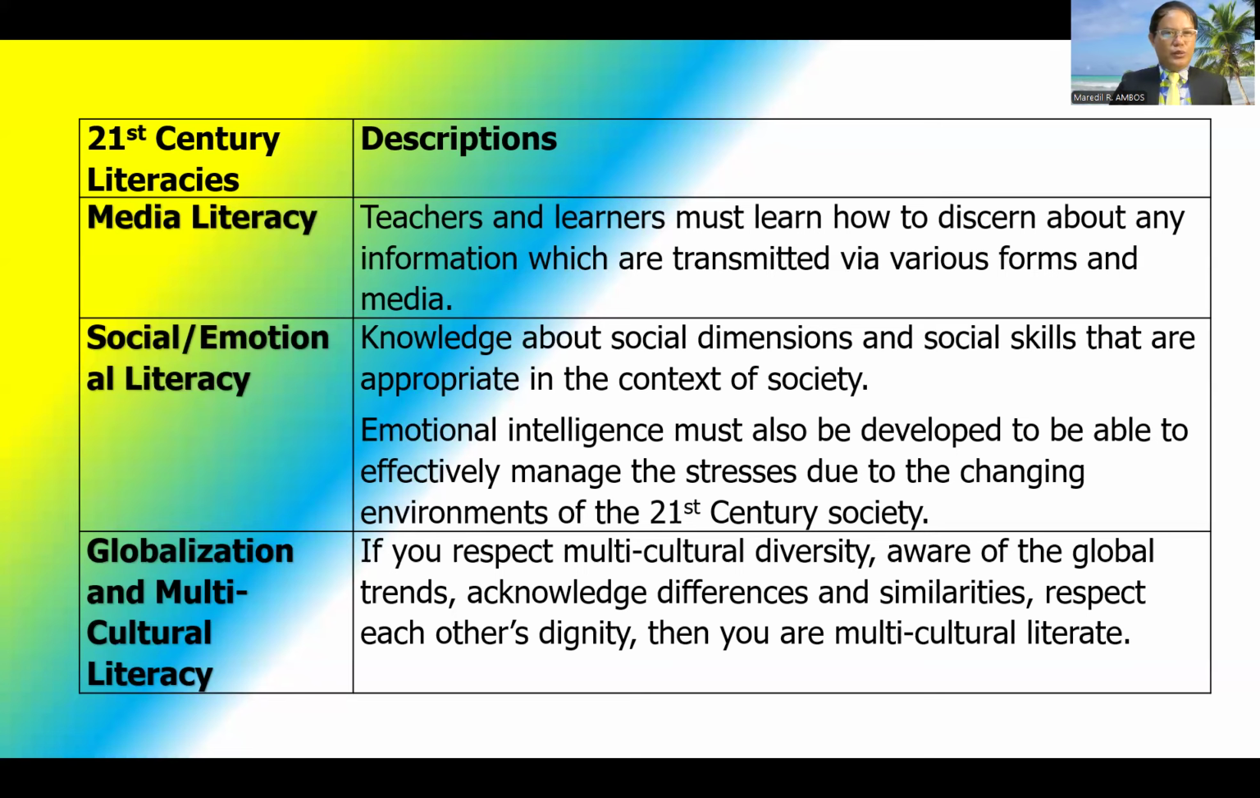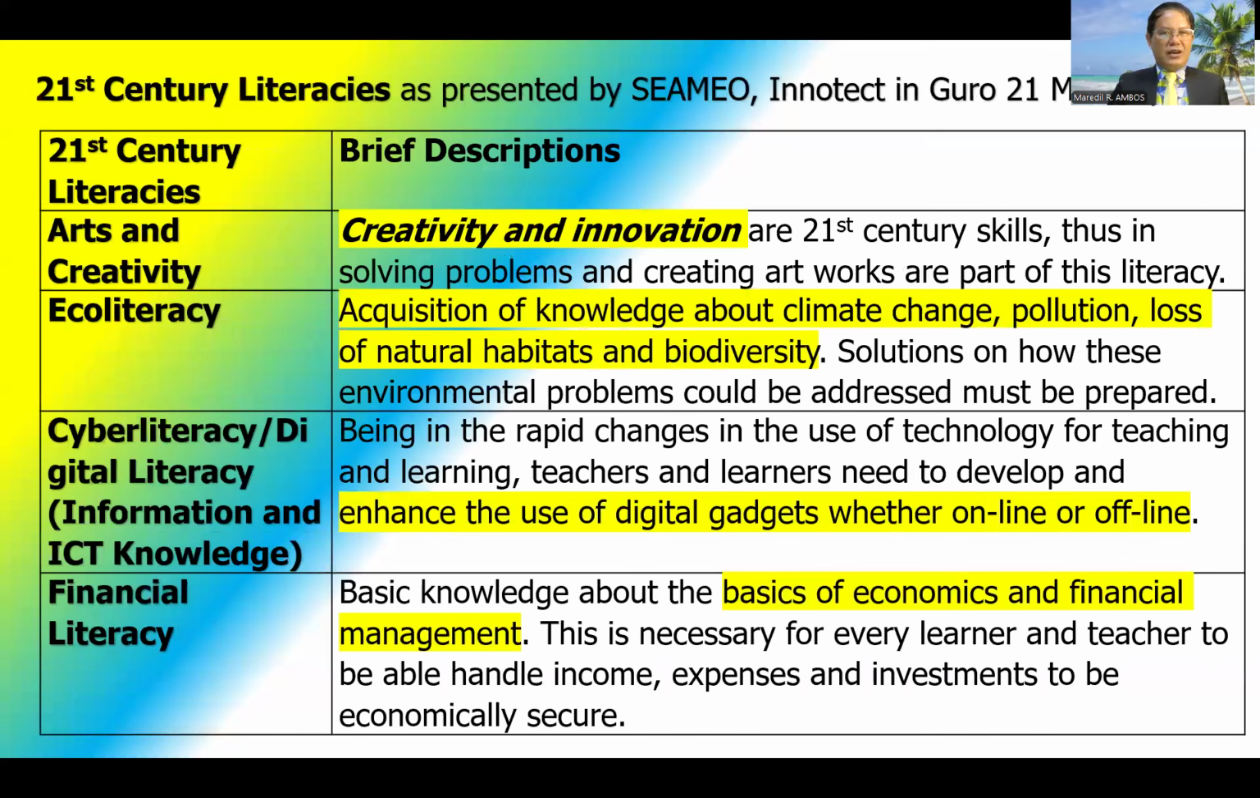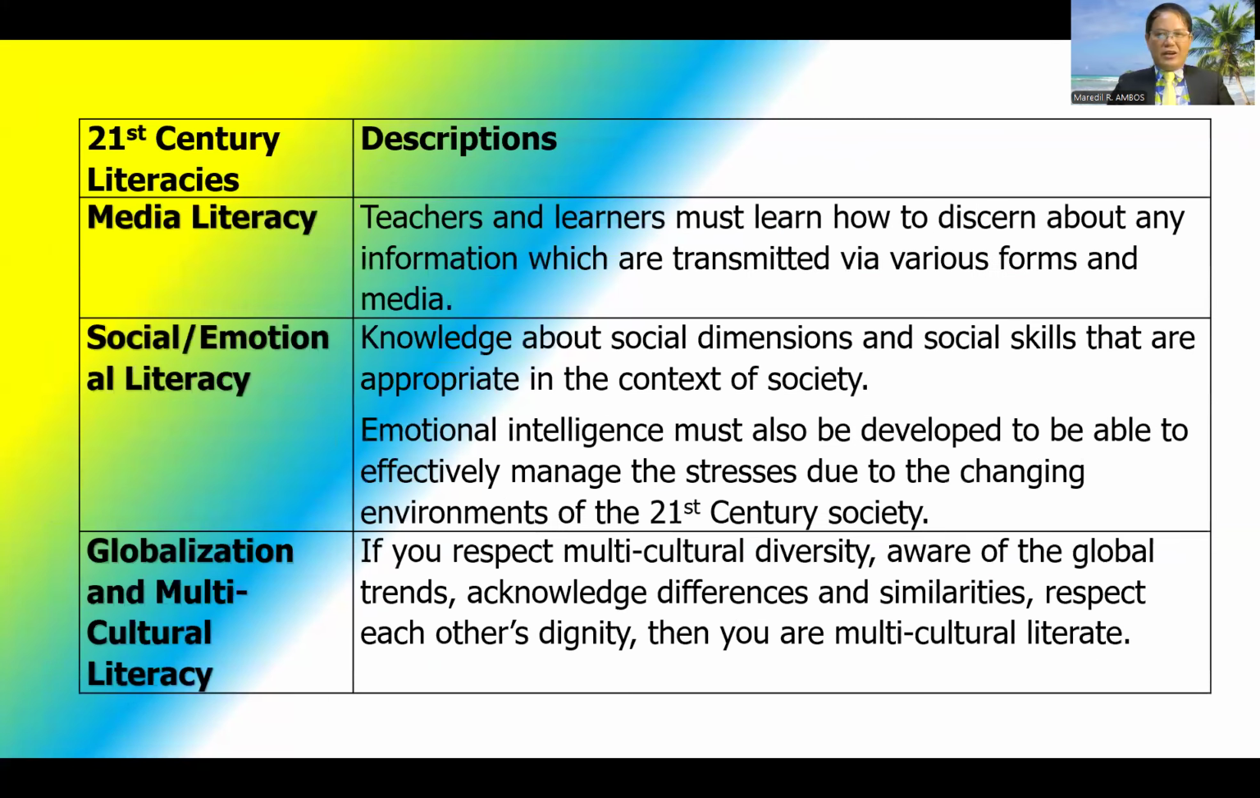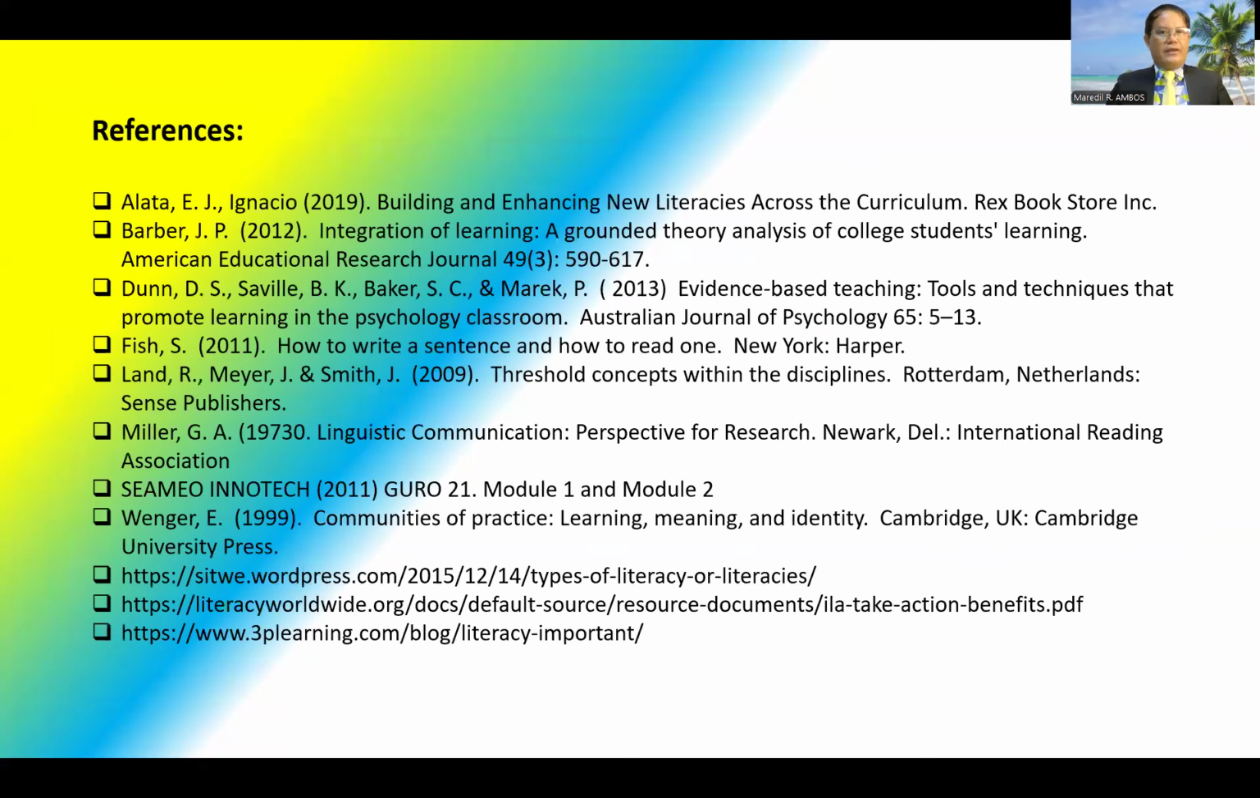Again, according to Forsemayo and Tech, these 16 literacies or skills can be summarized into this. We have the arts and creativity, eco-literacy, cyber literacy or digital literacy, and of course financial literacy. The remaining three are these. We have media literacy, the social emotional literacy, and globalization and multicultural literacy for that matter. So that's the end of our discussion.